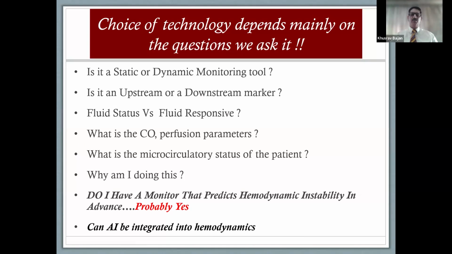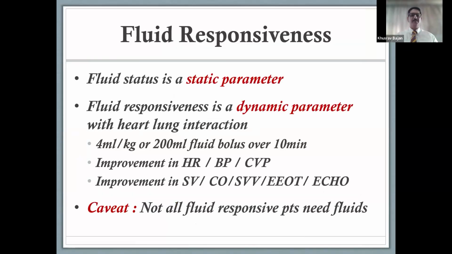What is the cardiac output, perfusion markers? What is the microcirculation at this level? And why actually am I doing this monitoring? And do I have a monitor that might predict hemodynamic instability in the next few minutes or so? Probably yes. And towards the end, I might show you that. And can, in this era, the AI be integrated into my hemodynamic tool? So there are so many questions, and I'll try to address most of them in the next 30 minutes. I'll confuse you all first and then make it very simple.